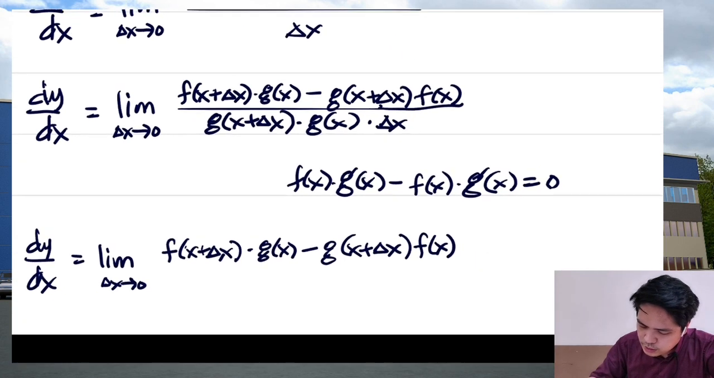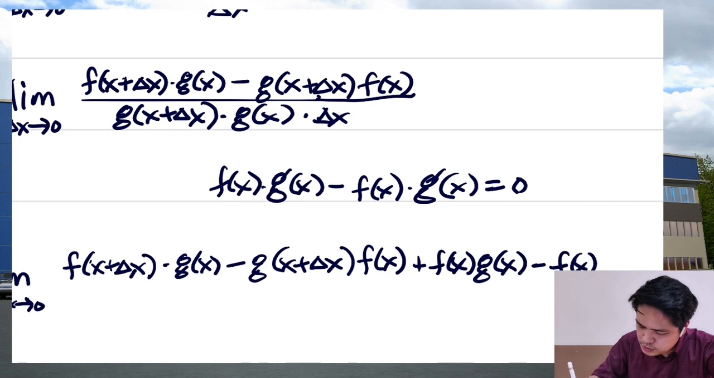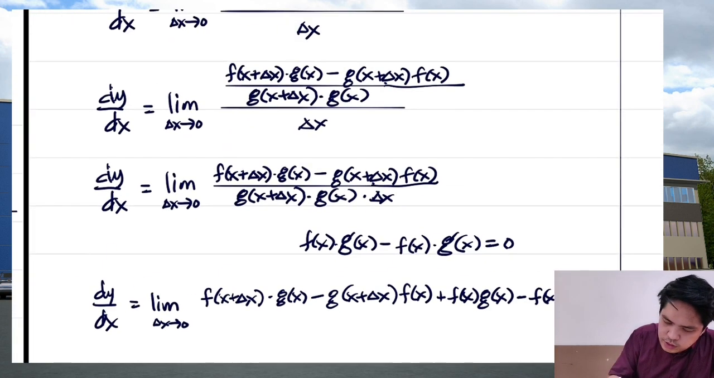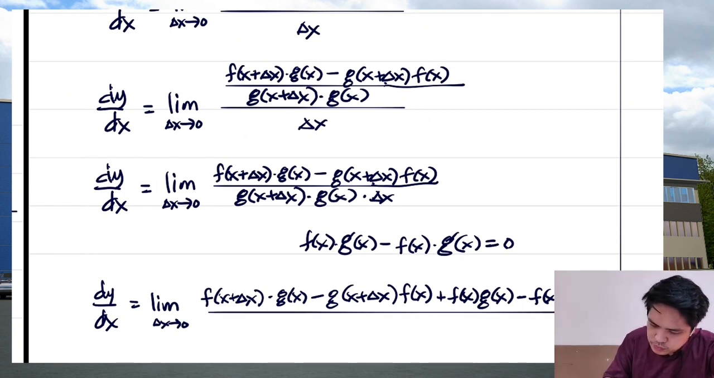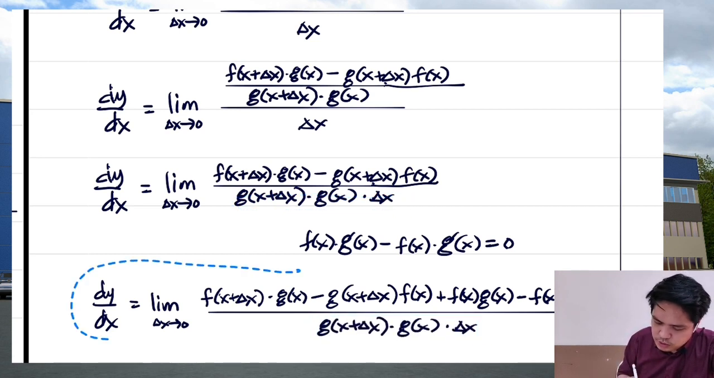Then we'll just add this, plus f of x g of x minus f of x g of x. Then divide this all by this same denominator. So let me just copy paste this. Okay, that's it. So I'll copy this all and I'll paste it here.